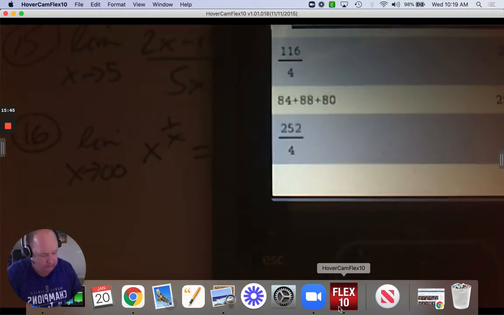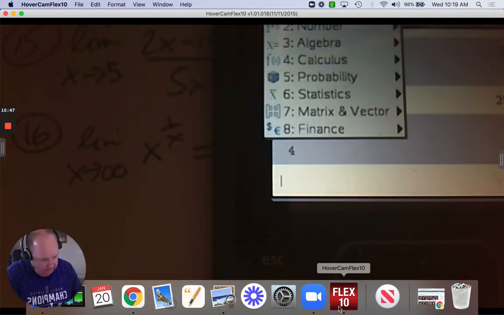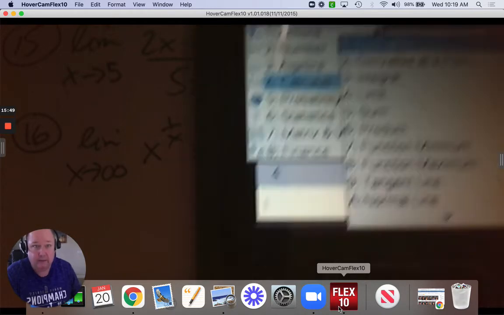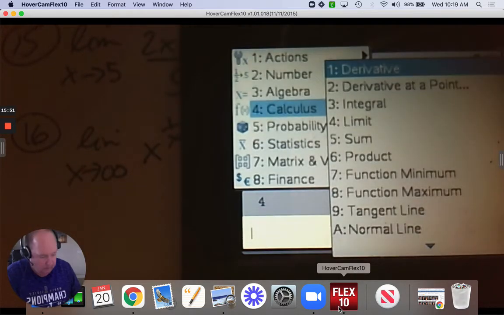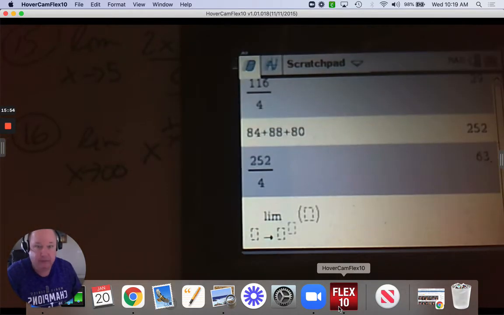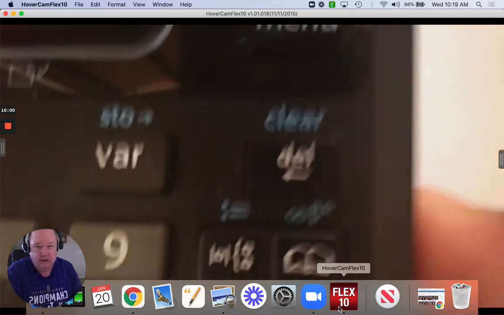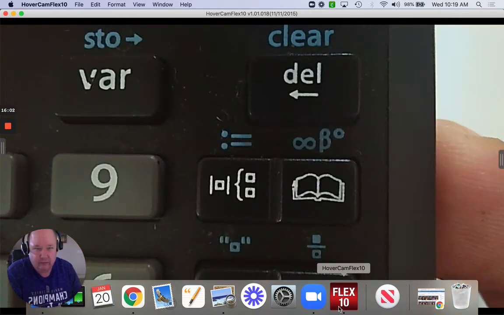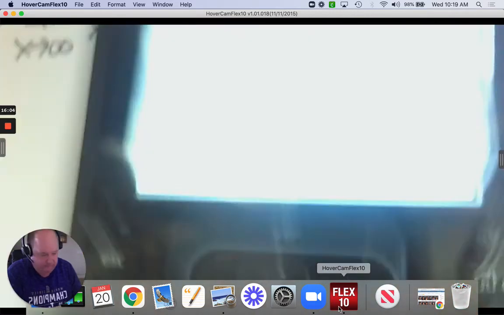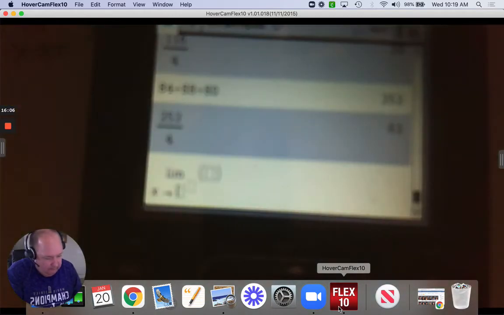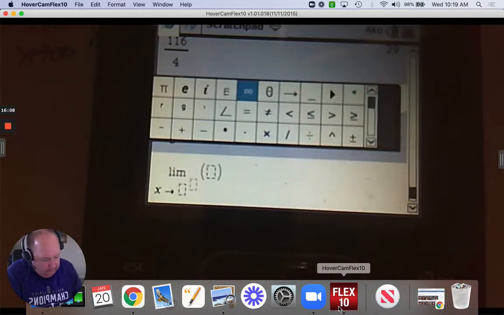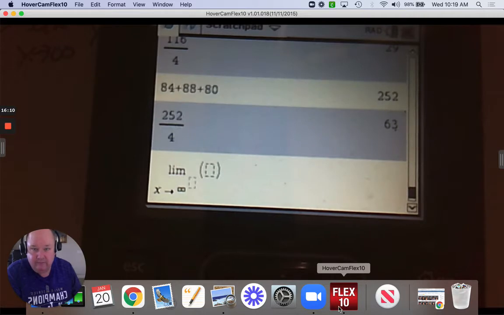We're going to press menu and calculus, and we're going to go to limit. What number would that be? 4. Then we're going to type in as x approaches infinity. Infinity, if you look here in blue, can you see it? There it is. So press the blue button and then that book, so control and that book. And there's infinity and beyond.